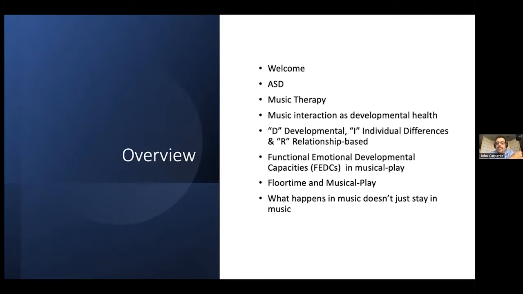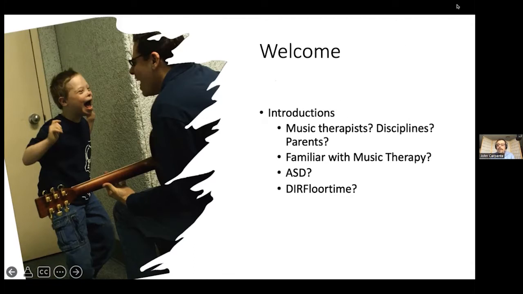And then that'll move us into how we do assessment and create a baseline when doing clinical intervention of music therapy. Throughout the presentation, I'll be focusing a lot on these different functional emotional capacities, which we'll use to assess and understand where the child is developmentally. And then I'll show video supporting these ideas and talk about how floor time and music therapy work together.